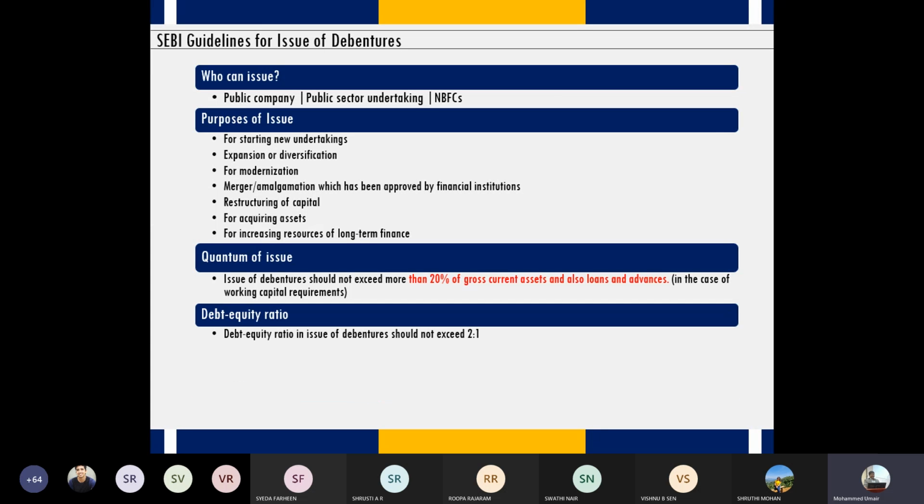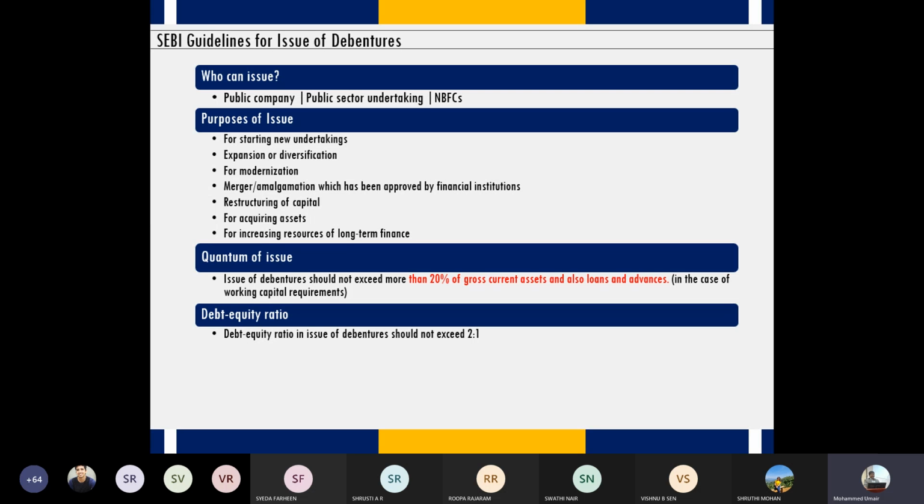But this criteria is important for long term. The previous one was only for working capital, but this criteria is for long-term capital. Your debt equity ratio in the issue of debentures should not exceed 2:1. So that means let's assume I'm a company which has share capital of 100 crores and I have loans of 200 crores. Now I'm planning to issue another 100 crores of debentures. In such a case, my application would be rejected by SEBI. I will not be allowed to issue debentures because I'm already having a ratio of 2:1.